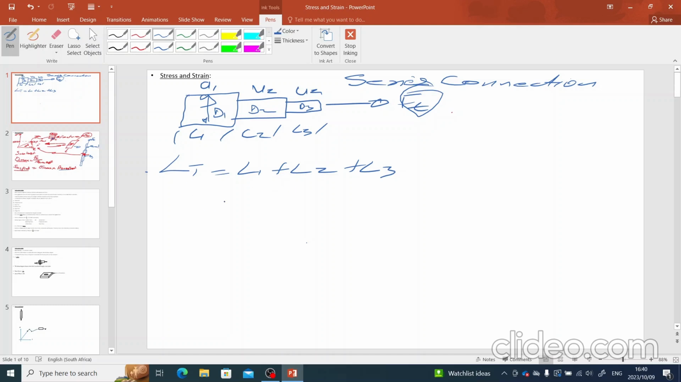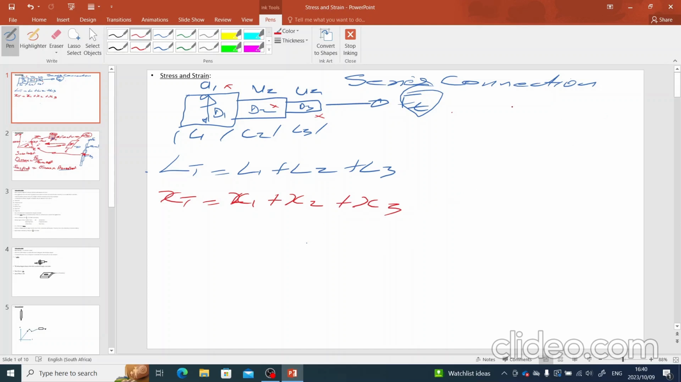Then we get our length total. Then we said as a result of the force applied, the force applied will affect unit 1, will affect unit 2, will affect unit 3. Then in calculating the total change in length, total change in length equals change in length on unit 1 plus change in length on unit 2 plus change in length on unit 3.